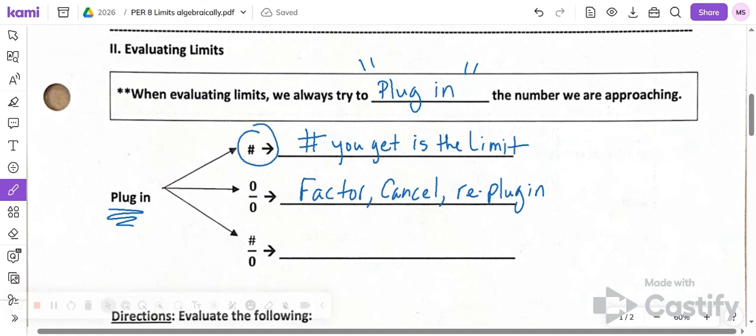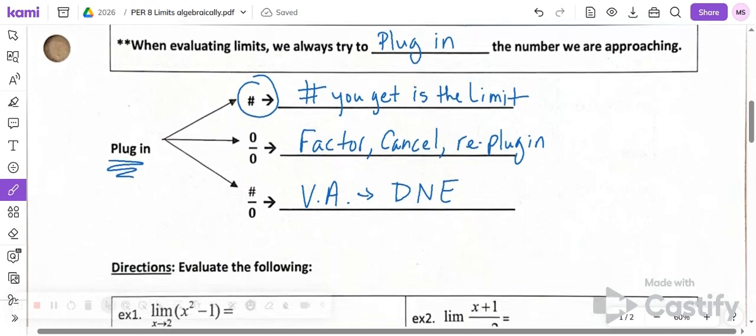The third case is you're going to have a number divided by 0. That one tells you that we have a vertical asymptote happening. But we're going to make it easy for you because we normally would do this approaching from the left and approaching from the right. But when you get a number over 0, you're just going to write DNE.